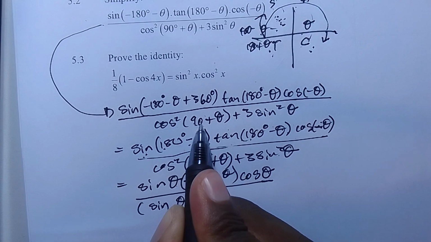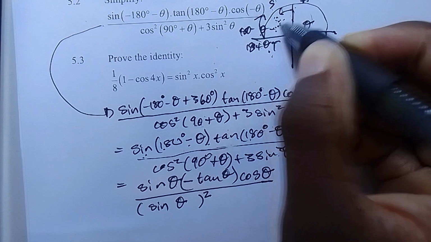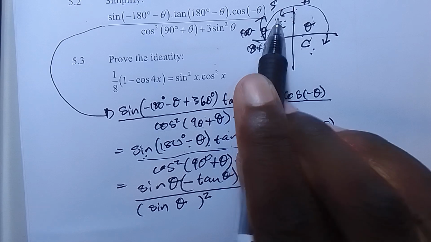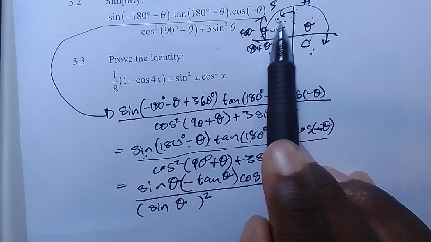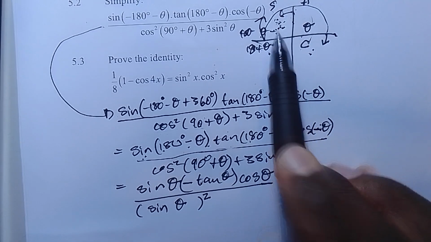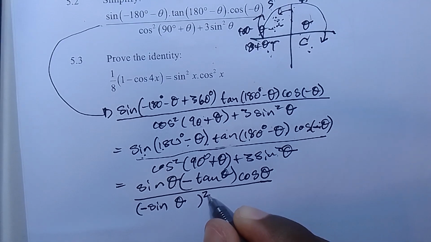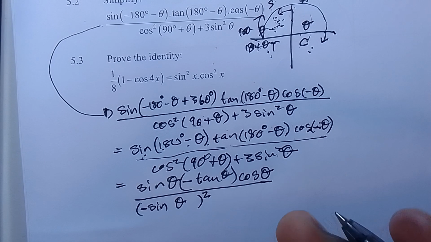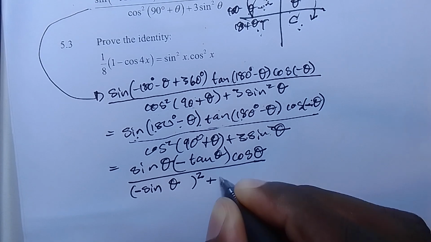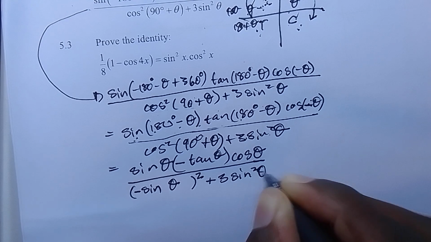Now it's 90 plus, which means you are in this quadrant. But you don't ask what sign sine has in this quadrant. You ask about the original ratio, which is cos. Is cos positive or negative here? Cos is negative here, which means you have to put the sign as negative. But then it's squared, so it's still going to give you sine squared theta. Let's go to this one. We have plus 3. There's no way to simplify this, so we still keep it as sine squared theta.